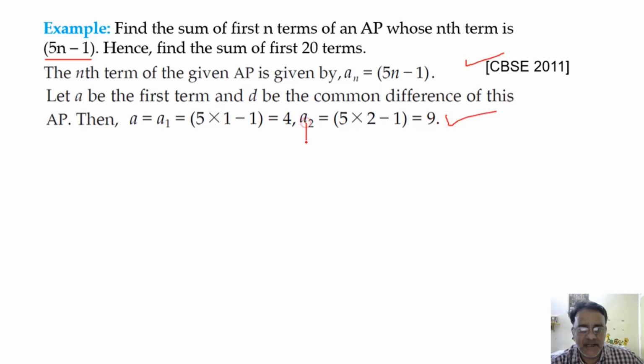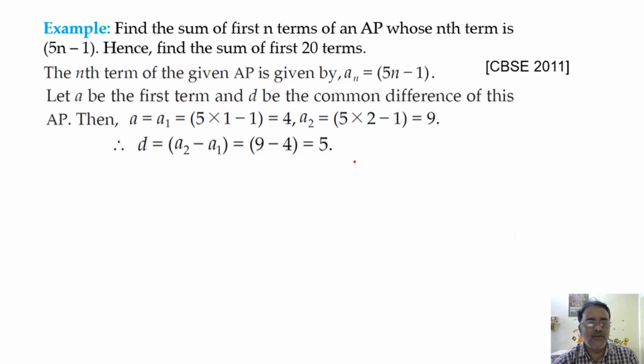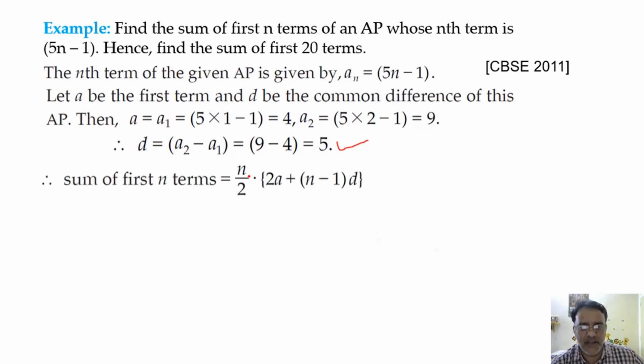And we will subtract these two. That is 9 minus 4 will give the value of D. How much are you getting? 5. Right. So D equals A2 minus A1, that is 9 minus 4 equals 5. So now we got the value of A also and D also. Now we are going to write the Sn formula, n by 2 into 2a plus n minus 1 into D. Now we'll substitute the values of A and D, then simplify.